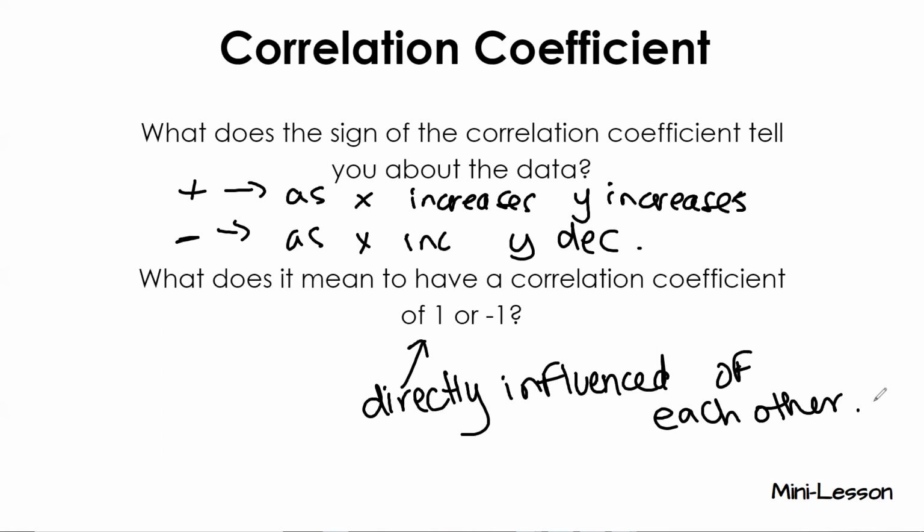Okay, for instance, an example of this would be shoe size and foot length. As your foot length goes up, your shoe size goes up. Those are directly influential of each other.